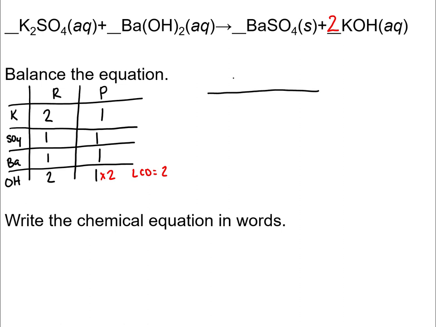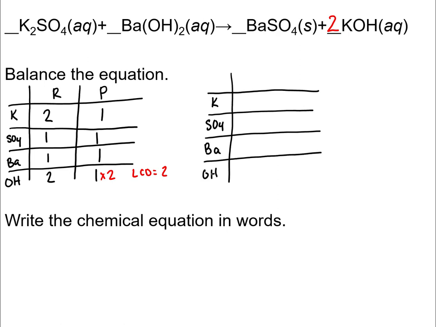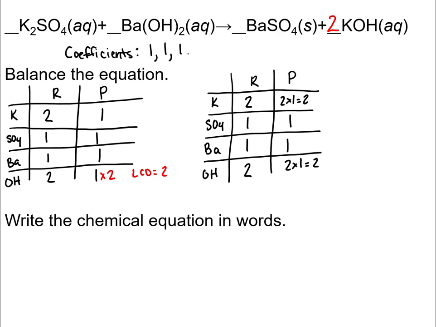Then we take a lay of the land and see what needs to be done. We didn't change anything on the reactant side. We did change something on the product side, however. So the barium sulfate, we've still got one of each, barium and the sulfate. But now we've got 2 times 1 equals 2 potassiums, and the same for the hydroxides. Now we're completely balanced. Our coefficients here are 1, 1, 1, and 2.